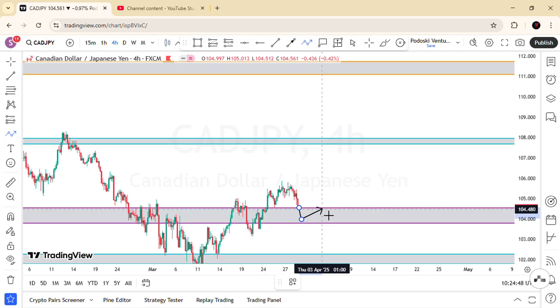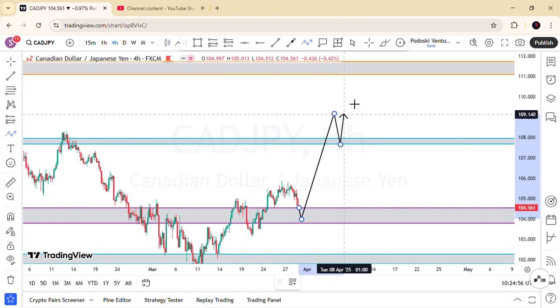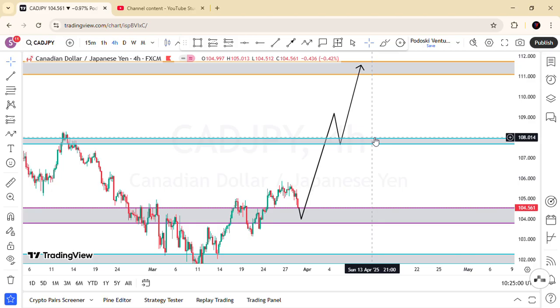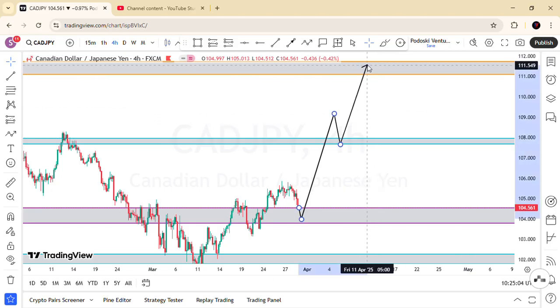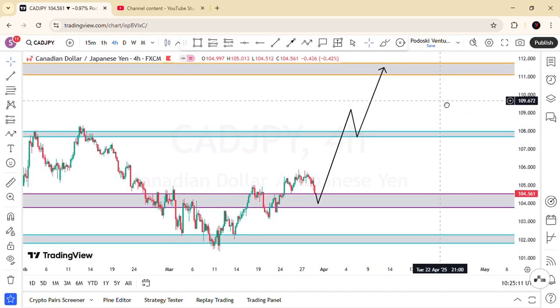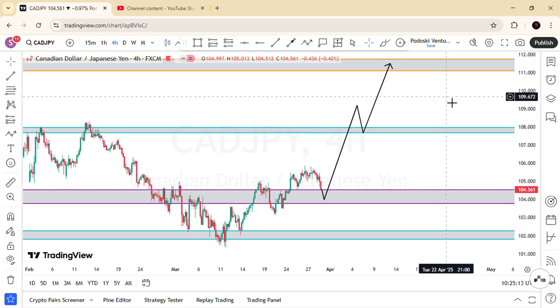So if I see any of them in this zone, then I'll take my trade from here all the way up, all the way to the weekly zone. So this will be the setup on CAD JPY.